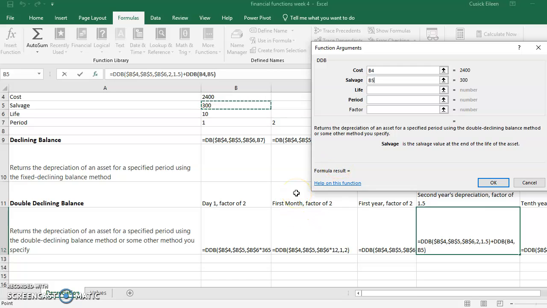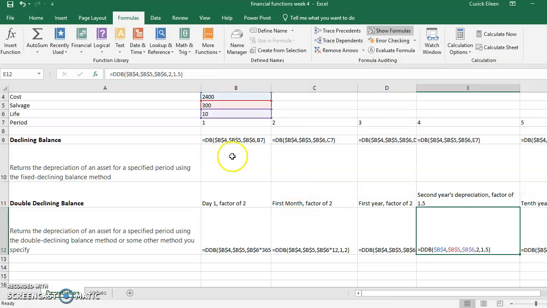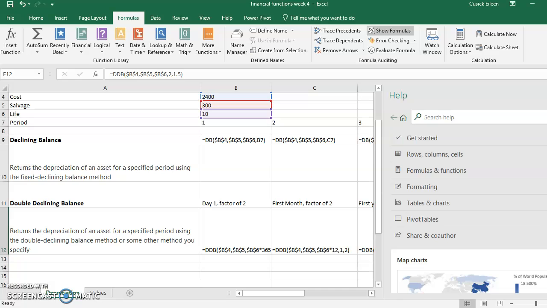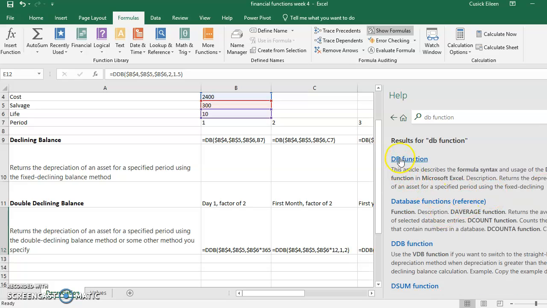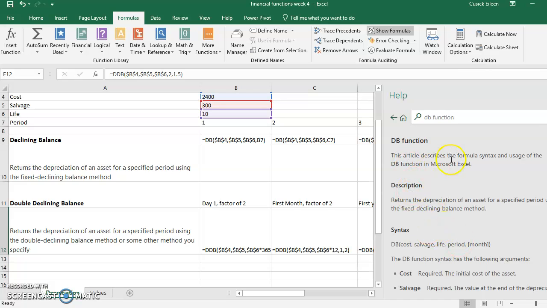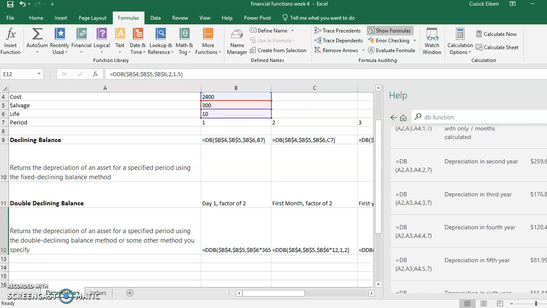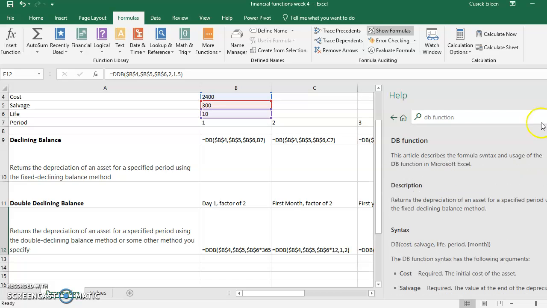All right, I'm going to cancel out of there, but I wanted to show you that that's where you could do it. Also, you have the power of the F1 button. If you click on F1, a help facility will pop up, and if I type in DB, let's say the declining balance function, I can click on this, and it gives me some examples of what I could possibly do with this. So this is really nice that I have this here.